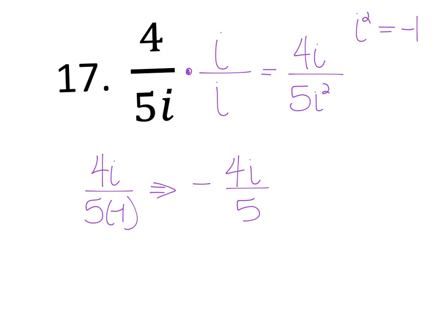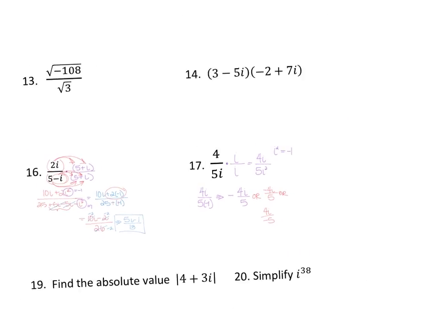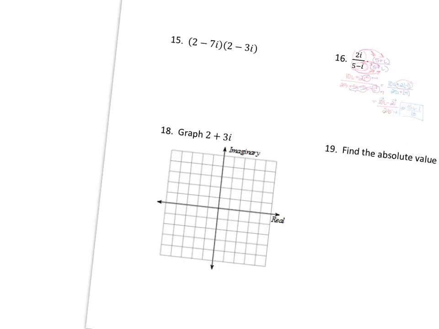You can write this several ways. I took the negative on the outside. If you really want to, you could write it as negative 4i over 5, or you could write it as 4i over negative 5. It just depends how you want to write it. Every way is perfectly acceptable, and I will accept any of those answers. So moving on to 18.